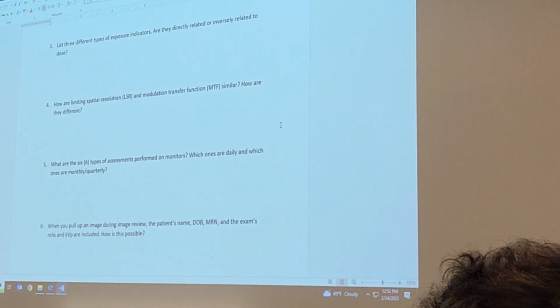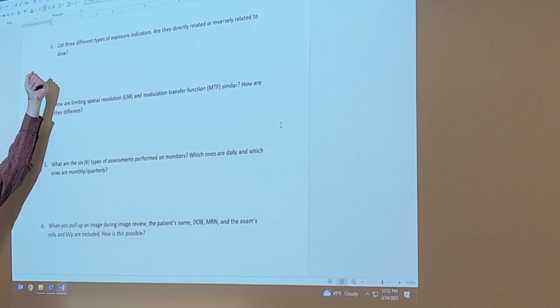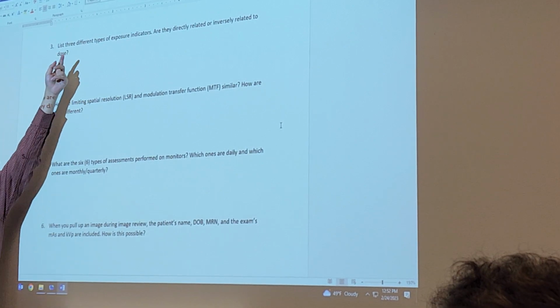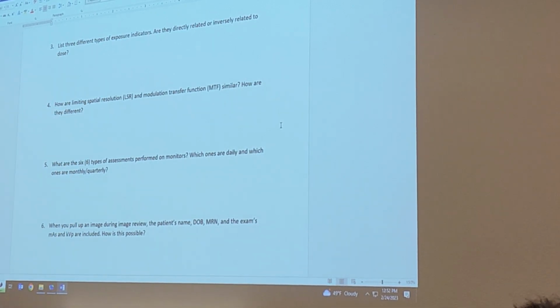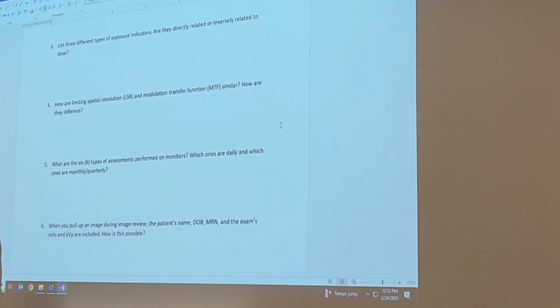Number 3, please. Okay, number 3. There are so many more post-processing things. Give me one type of exposure indicator. Log median. Log median, LGM, very good. Is log median directly or inversely related to dose? Direct measure of dose. So if the LGM goes up, what does that say about the exposure to the IR? It also went up. Very good.